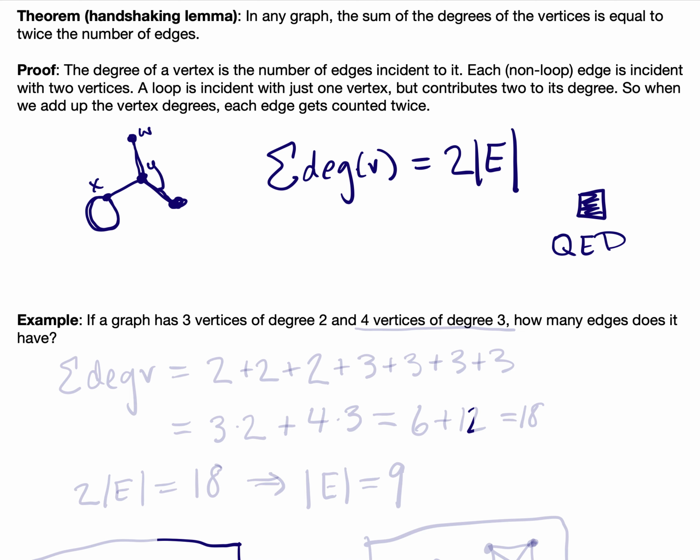Okay, let's see one small application of this theorem. Suppose a graph has 3 vertices of degree 2 and 4 vertices of degree 3. How many edges must it have?